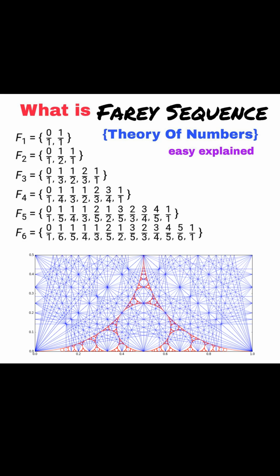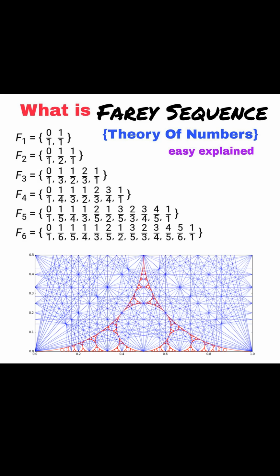The number of new fractions added when you increase the order by 1 equals the totient of that new order, which counts how many smaller positive integers are coprime to it. So the total number of fractions in the Farey sequence of order n is 1 plus the sum of the totients from 1 up to n.